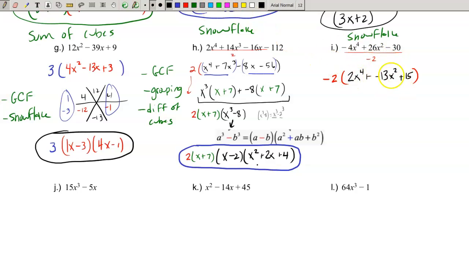And then again, we're going to look at this black part right here and say, can we factor this? We have a 3-term. We have something that's 3 terms. And so we're going to go ahead and try the snowflake method, right? So let's try snowflake. In this case, my a value is 2. My a times c is 30. My b is -13. And so I'm thinking about what multiplies up to 30 and adds up to -13. So that's going to be 10 and 3.